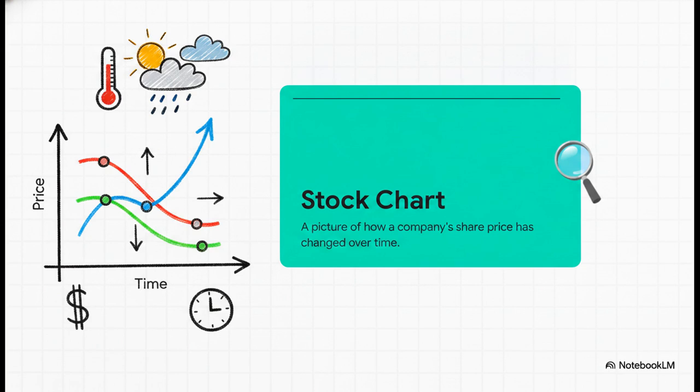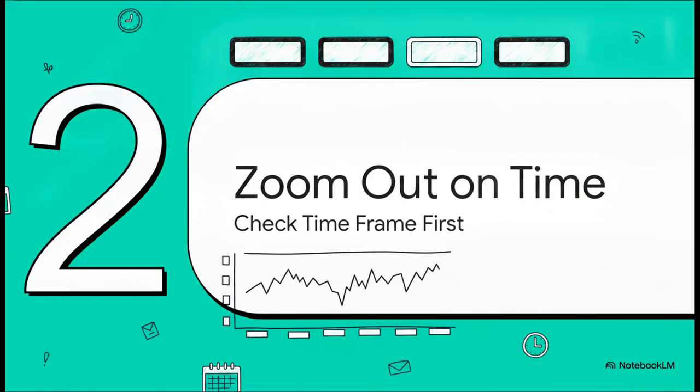That is it. Every single point on that grid is just a real trade that actually happened between a buyer and a seller. Think of it like a simple weather forecast, right? But instead of showing the temperature over a week, it's showing a stock's price. It's just answering, is the price going up, going down, or staying flat? Moving right along to Section 2, zooming out on time.